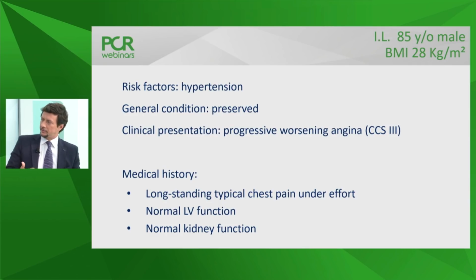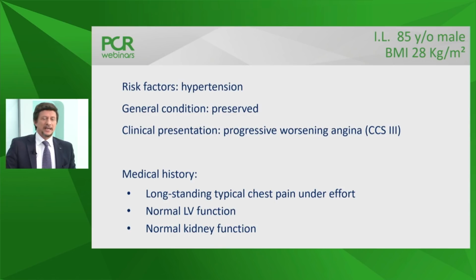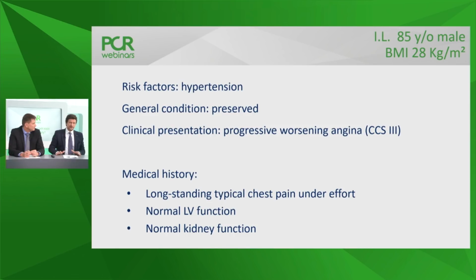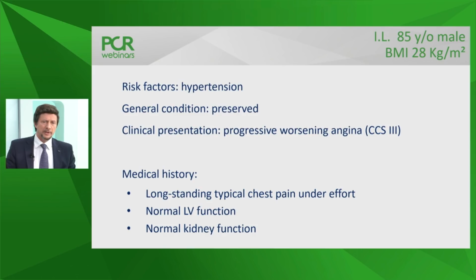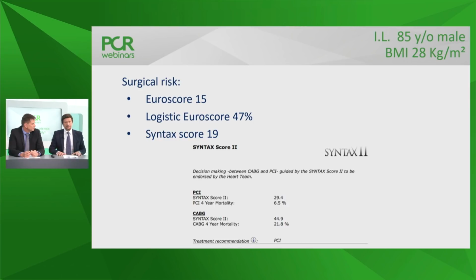At the time he decided to come to the hospital, he was already in class 3 to 4, because some chest pain could also happen at rest. He had no other comorbidities, normal LV function with over 60% ejection fraction, normal glomerular filtration rate, no distal disease of the peripheral circulation. So globally, a very nice, low-risk patient except for age and this low threshold of angina that sometimes could be considered even at rest.